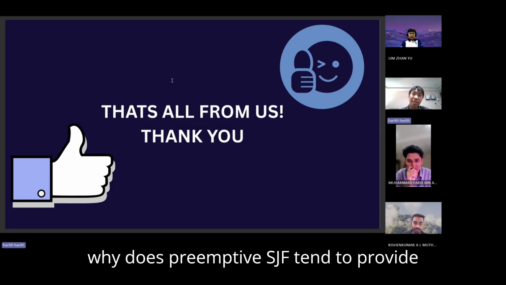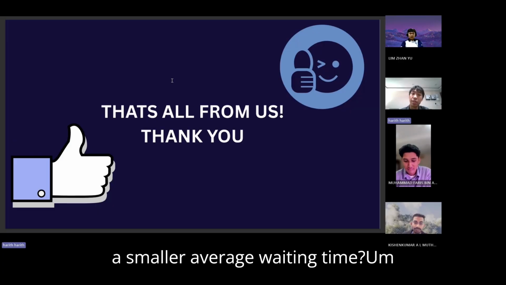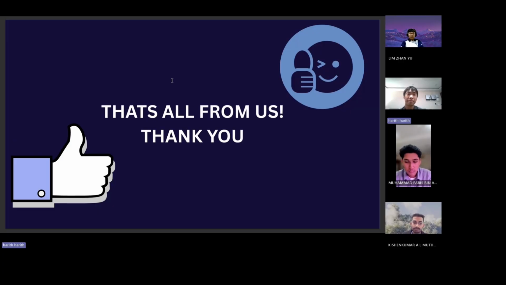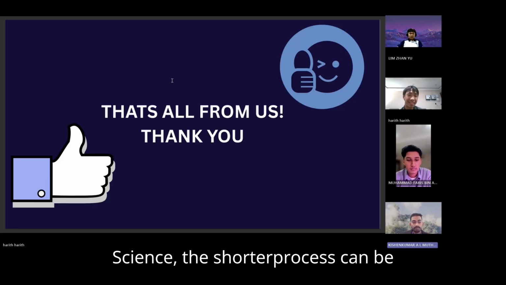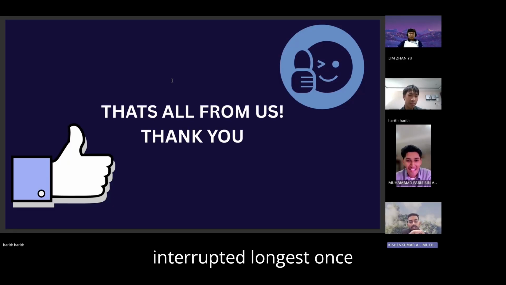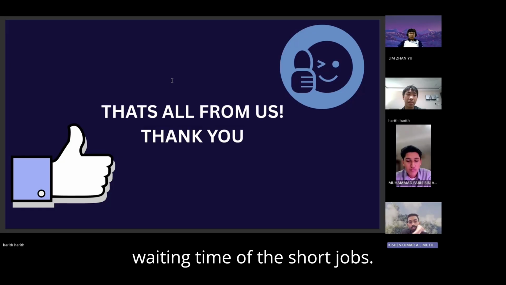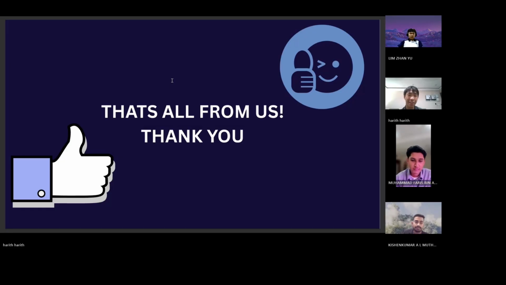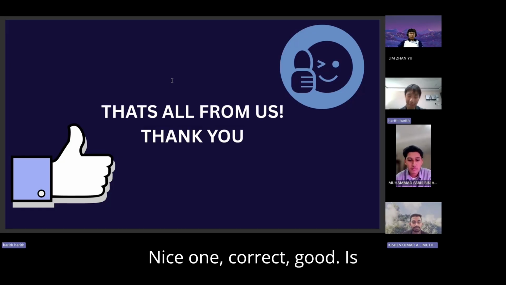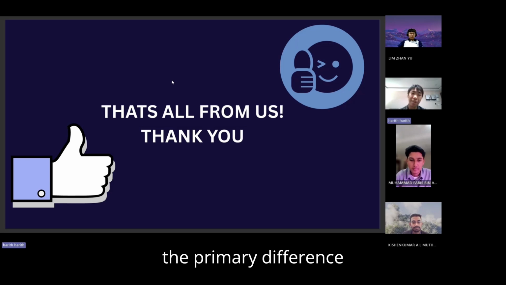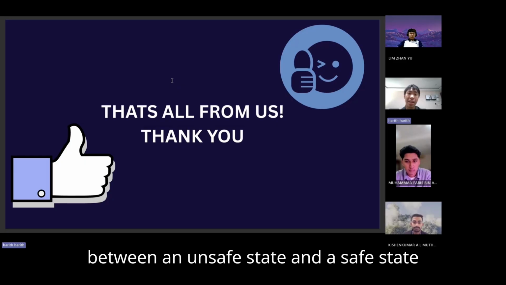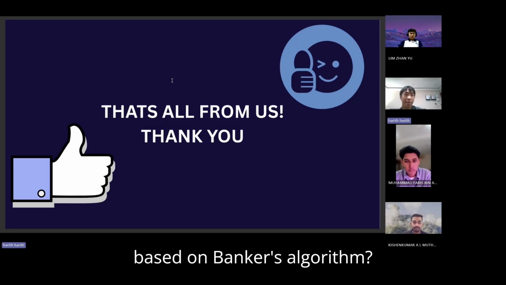Why does preemptive SJF tend to provide a smaller average waiting time? Since the shorter process can interrupt the longer ones and finish earliest, shortening the waiting time of the short jobs. Nice one, correct. Good. Is the primary difference between an unsafe state and a safe state based on Banker's algorithm?